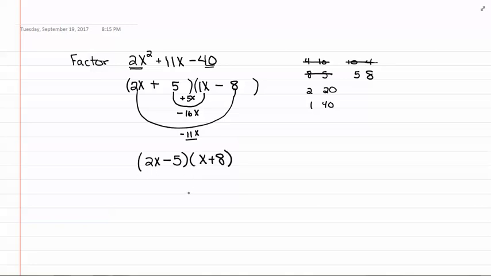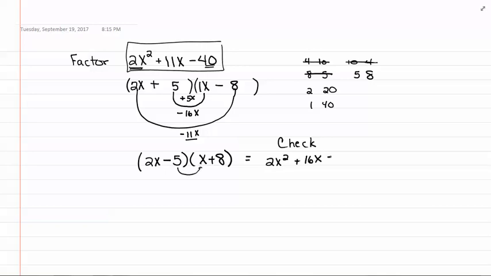Now you can check this by completely FOILing this out, and then you should get back the original problem. So if I check, I would FOIL. So 2x times x, 2x times 8, negative 5 times x, and negative 5 times 8. So I get back the 2x squared plus 11x minus 40. Okay, but your final answer is this right here.